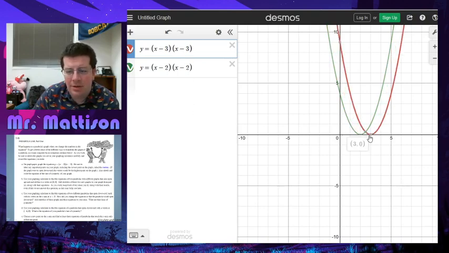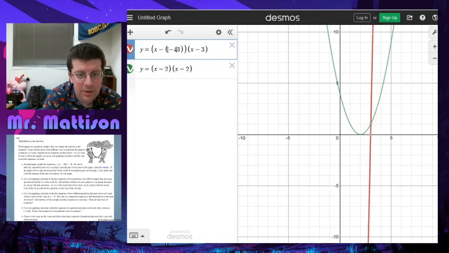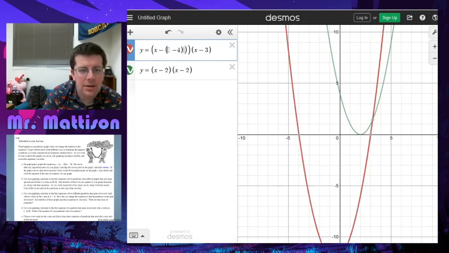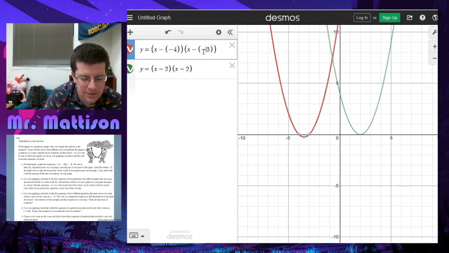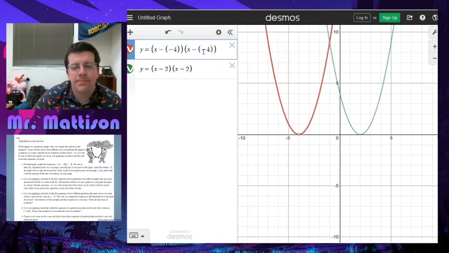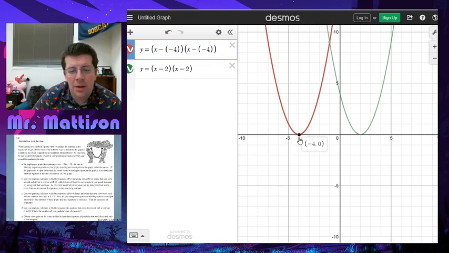Well, my vertex is now over here at 3. Right? So if I want my vertex at -4, I should change that 3 to a -4. And I can change this 3 to a -4. Right? And lo and behold, it puts it here at -4.